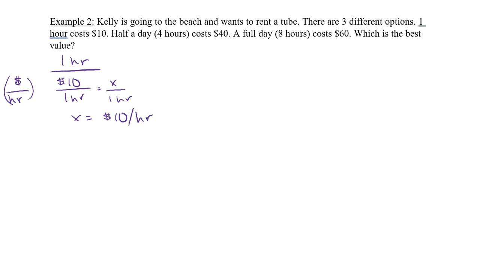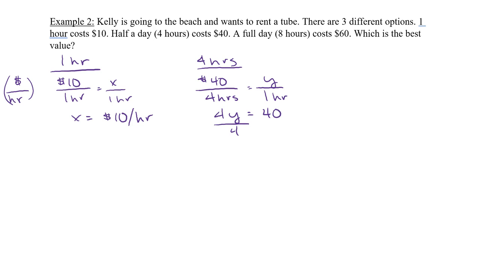Okay, so let's go with 4 hours. So you have $40 for 4 hours equals how much for 1 hour? And we got 4y is equal to 40 times 1 divided by 4 because we're multiplying, and this is $10. So this is $10 per hour. So those two are exactly the same. So whether you get it for 1 hour or 4 hours, it's going to cost you the same amount of money. Well, not the same amount of money, but the same amount of money per hour.